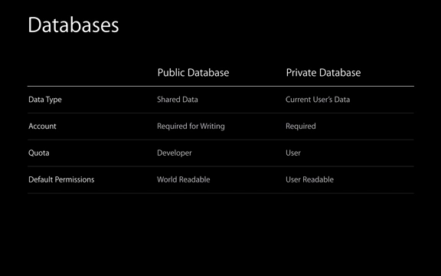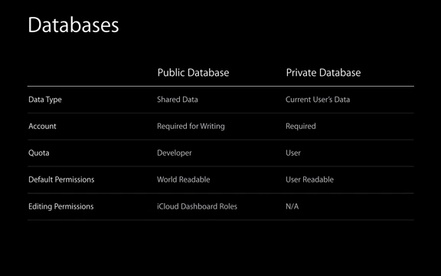By default, data written into the public database is world readable. Data written into the private database is user readable. Again, it's the user's own data, so they're really the only ones to have access to it in the private database. We recognize that world readable is not an appropriate permission for a lot of data in the public database, so we give you the ability to edit these permissions on a record class level.